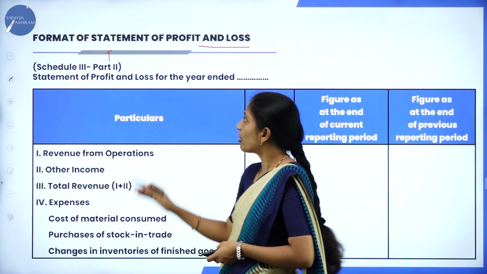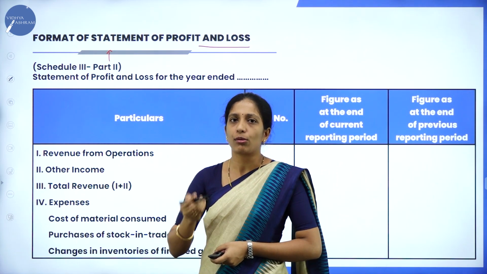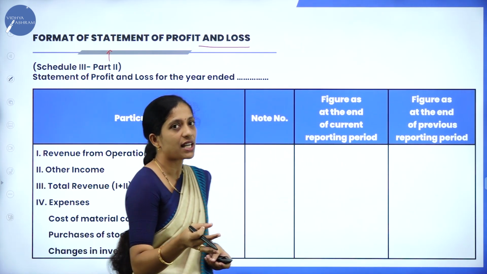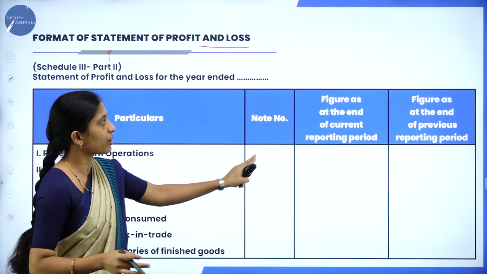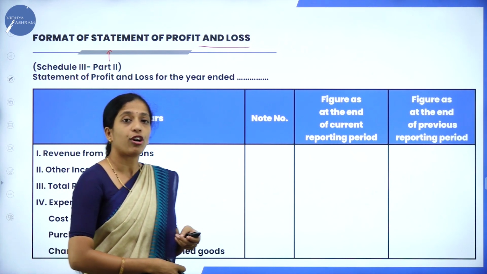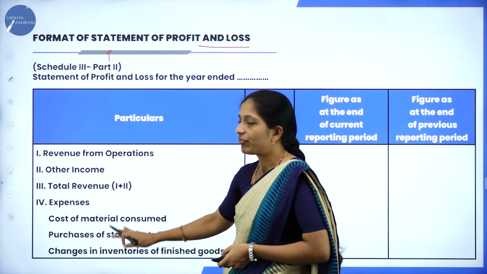So statement of profit and loss for the year ending. They'll give you the year ending, and you will write that date. And your format is simple, children. In the sense, columns are the same: particulars, note number, figures at the end of the current reporting period, figures at the end of previous accounting period. Your columns are the same. Now this you have to learn.